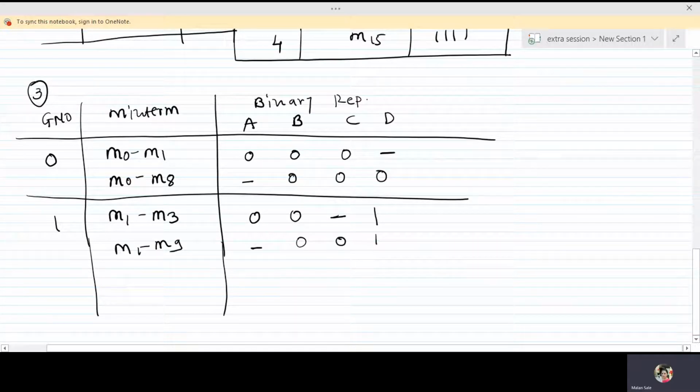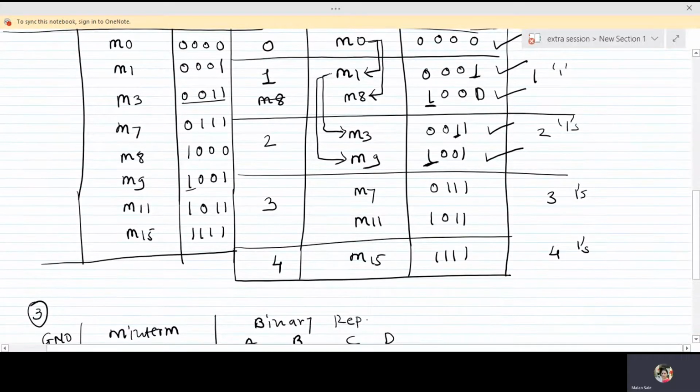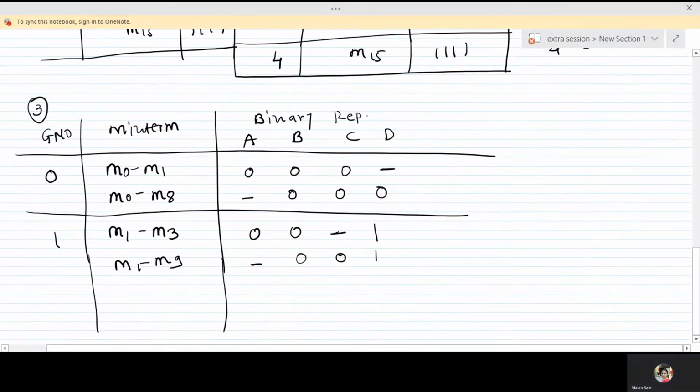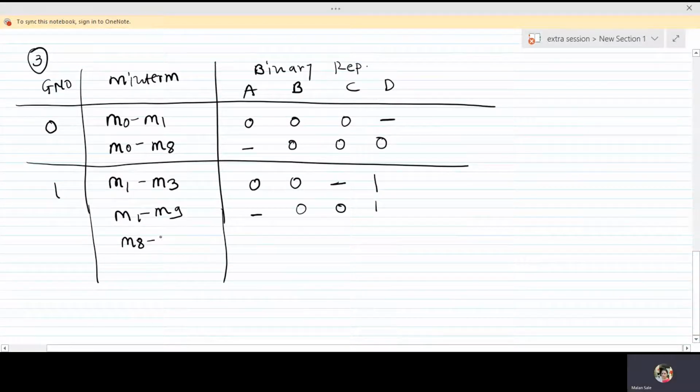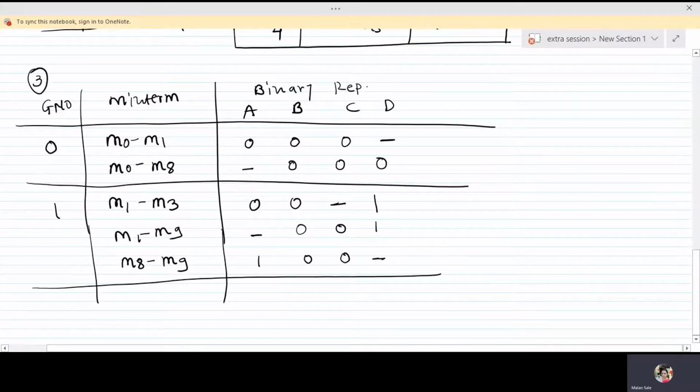In this way, we will compare all the minterm groups with the next higher group and make pairs. Now the remaining: the next one is the M8 and M9 pair. It is represented with the binary representation like this. As M8 and M9 come into the pair, it is tick marked. Now the next group.